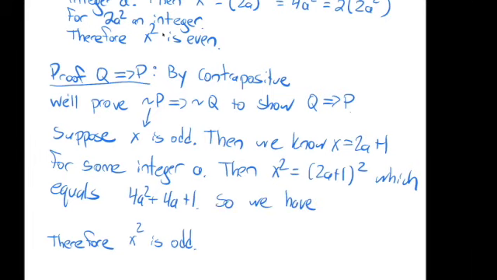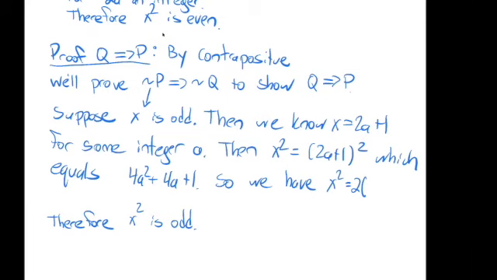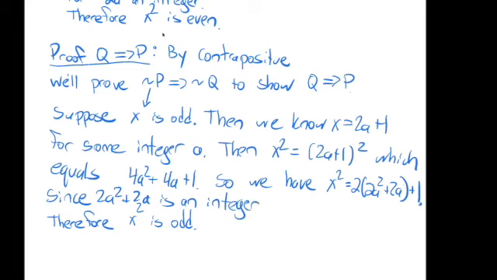So we have x squared is equal to 2 times the quantity 2a squared plus 2a, and then add 1. And then since 2a squared plus 2a is an integer, x squared is odd because of that 1. Because we just proved x squared is odd, therefore x is odd, and by contrapositive, that means the original statement is true.